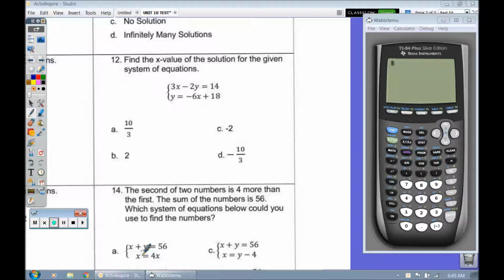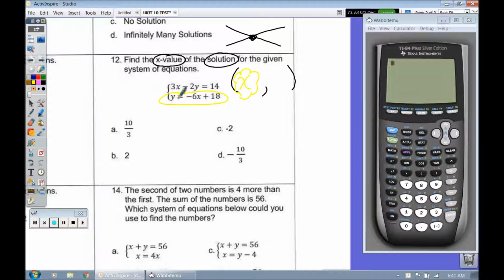Let's look at 12 here. Find the x value. So they're asking for the x value of the solution. Now remember, a solution to a system is where they cross, and where they cross creates a coordinate. And we're trying to figure out what is the x value of that solution. This guy right here is already in y equals. We're good to go. So what we need to do is put the other one in y equals.